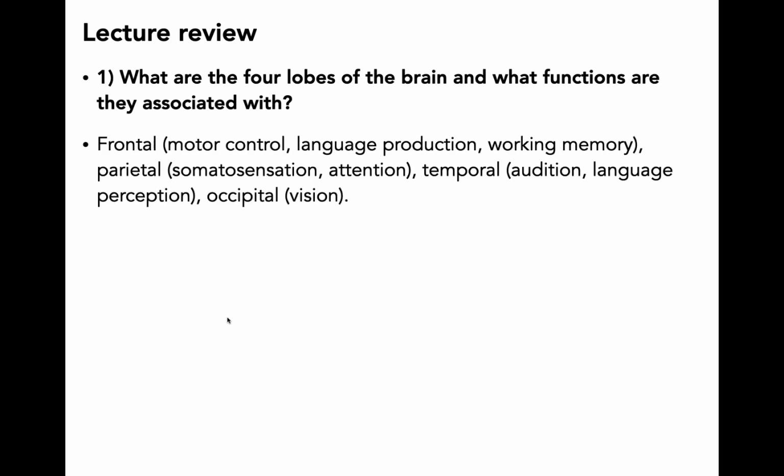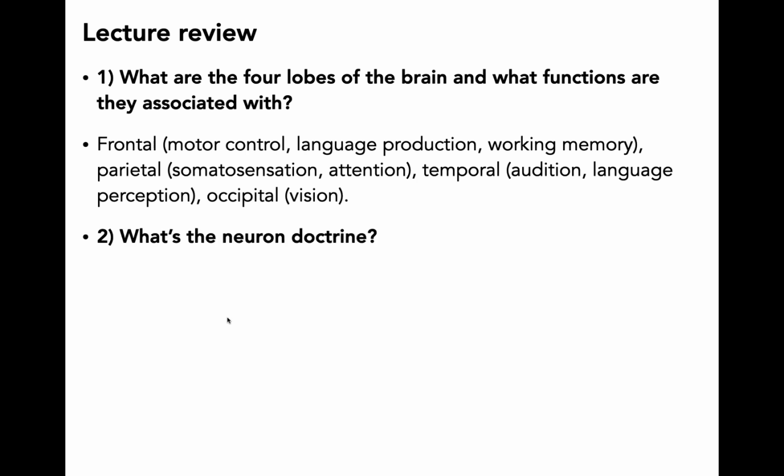We have the frontal lobe, the parietal lobe, the temporal lobe, and the occipital lobe. For the frontal lobe, you should think about motor control, language production, which I actually didn't mention in the lecture, but it occurs in the frontal lobe, and working memory. For the parietal lobe, you should think about somatosensation and attention, which I also didn't mention, but it will come up later on in the course. For the temporal lobe, you should think about audition, language perception, and for the occipital lobe, you should think about vision.